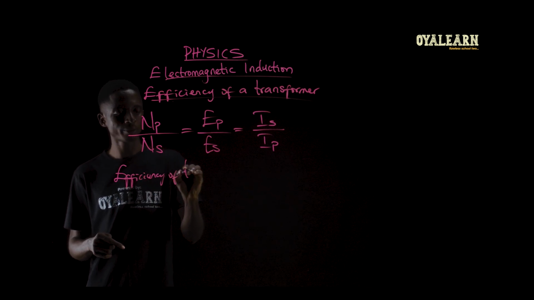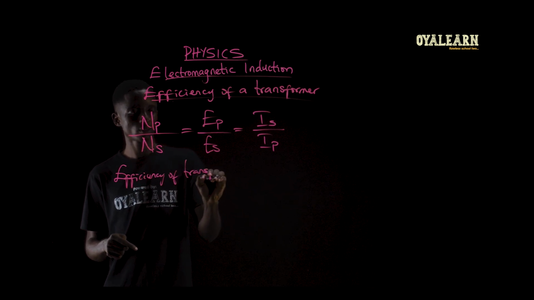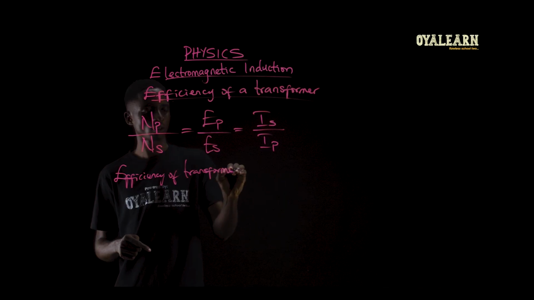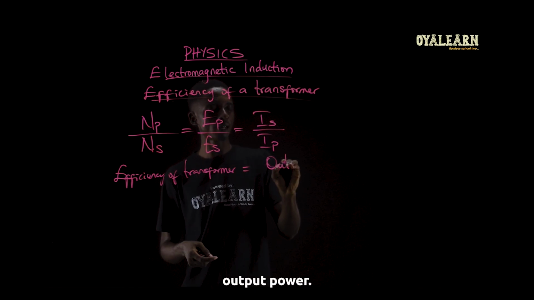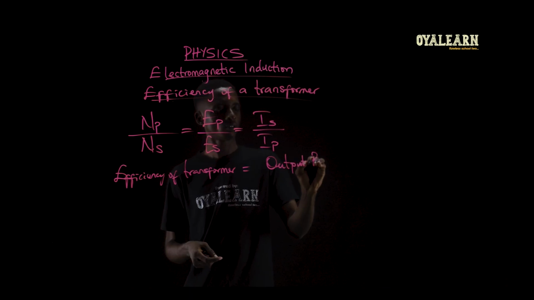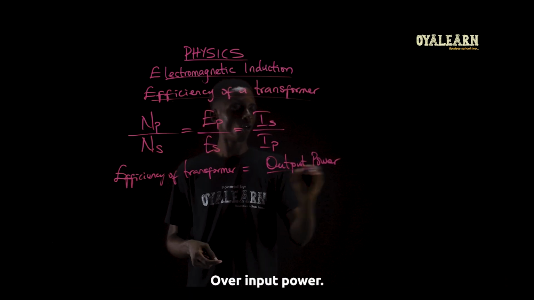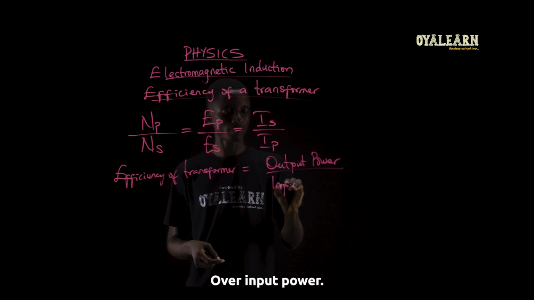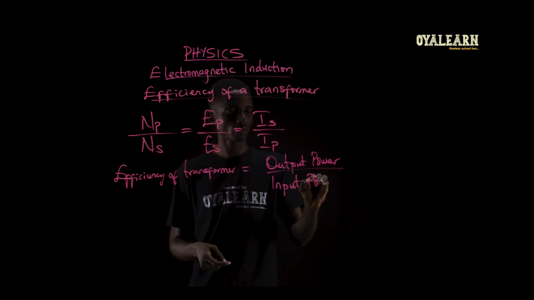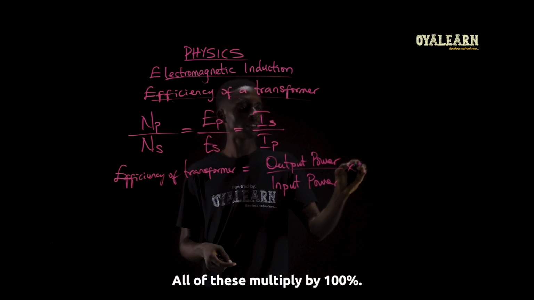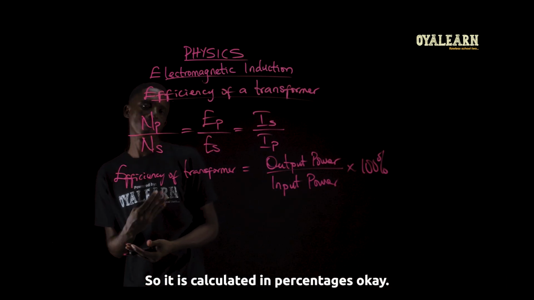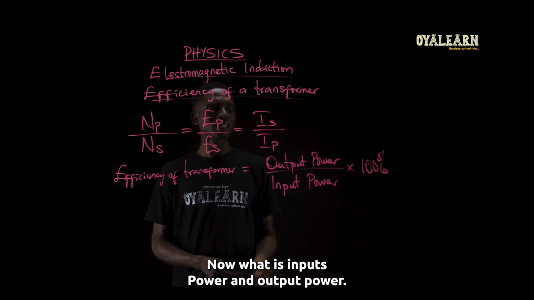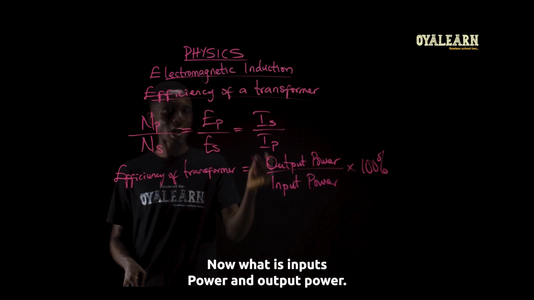But you should also know that efficiency of a transformer equals output power over input power, all of this multiplied by 100%. So it is calculated in percentages. Now what is input power and output power?